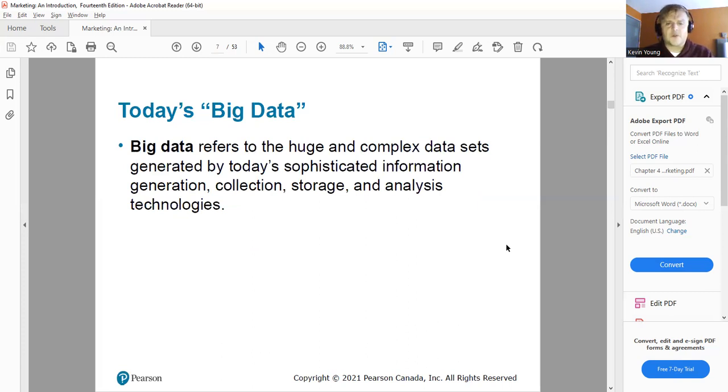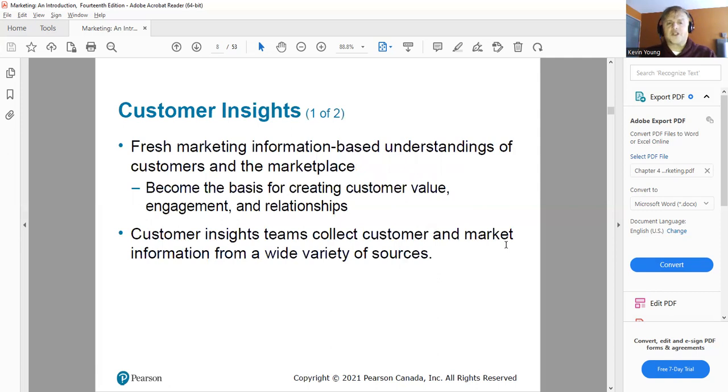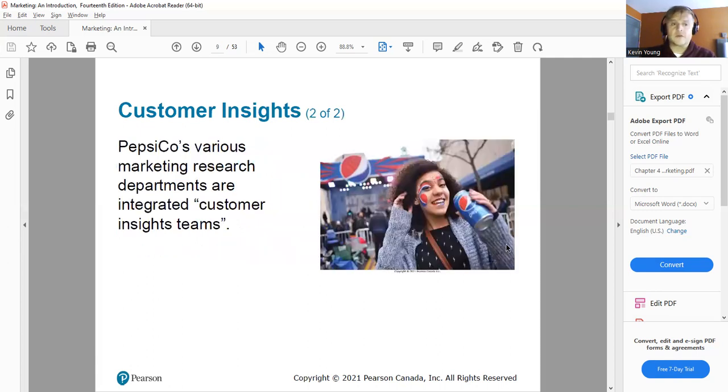Big data refers to huge and complex data sets generated by today's sophisticated information generation, collection, storage, and analysis technologies. Fresh marketing information-based understandings of customers and the marketplace. And this becomes the basis for creating customer value, engagement, and relationships. Customer insight teams collect customer and market information from a wide variety of sources. PepsiCo, which is the mothership for Pepsi, they have various marketing research departments which are integrated customer insight teams.